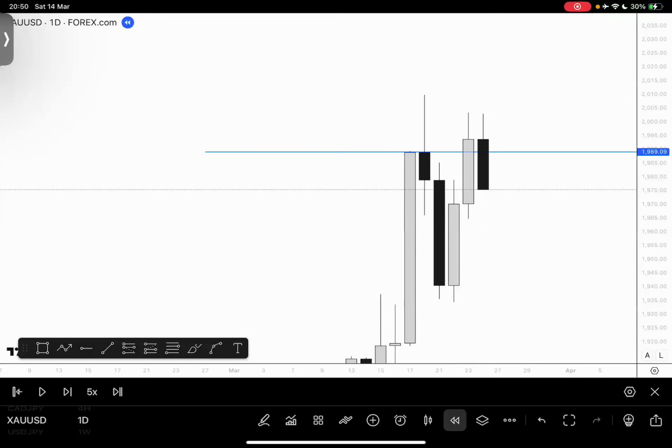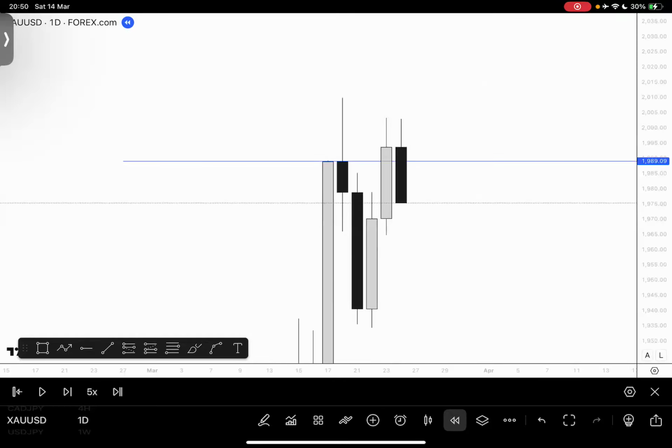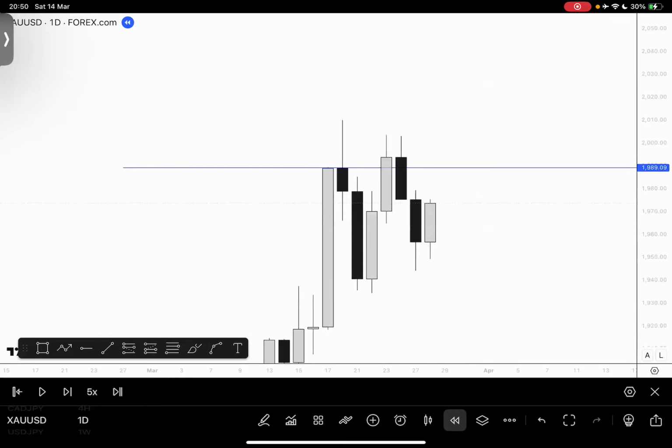Okay. So I marked out the weekly level. This line is the weekly level. I wait for price to go there and give me a weekly breakout. It didn't give me that, right? So this is Monday. This is Tuesday.